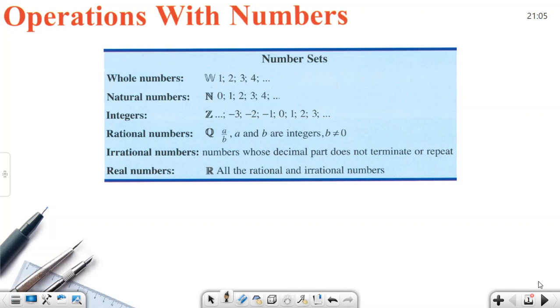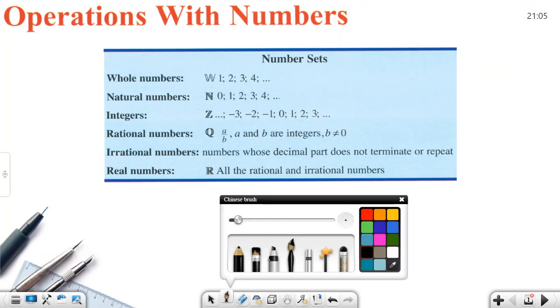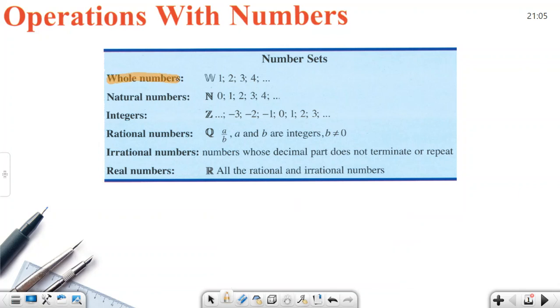Okay, welcome everyone. We will start operations with numbers, and let's start by classifying the numbers, because we have different types of numbers. The first one is whole numbers. You all know them from primary school, and whole numbers count whole things like 1 apple, 2 apples, 3 apples, 4, and we can call them counting numbers too. Natural numbers: the difference is that natural numbers start with 0. So 0, 1, 2, 3, 4, they are called natural numbers.